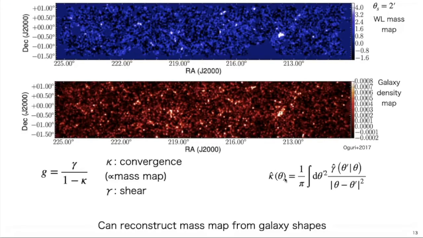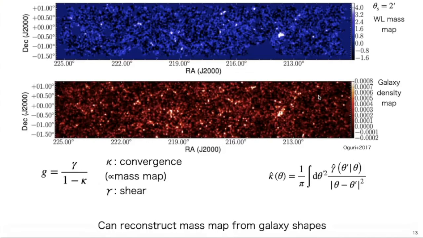So we can convert shear to mass. We can make a mass map from the shear value. This is one example of a mass map.